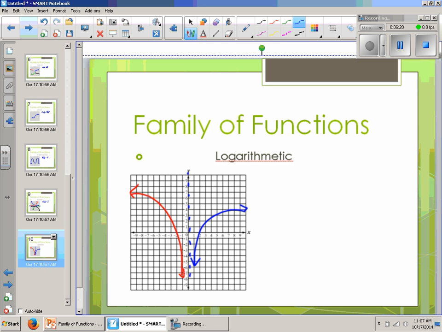This is a very easy one again to notice in our equation. f of x equals log x. It has the word log in it every time. So if we see that word log, we know we have a logarithmic function.